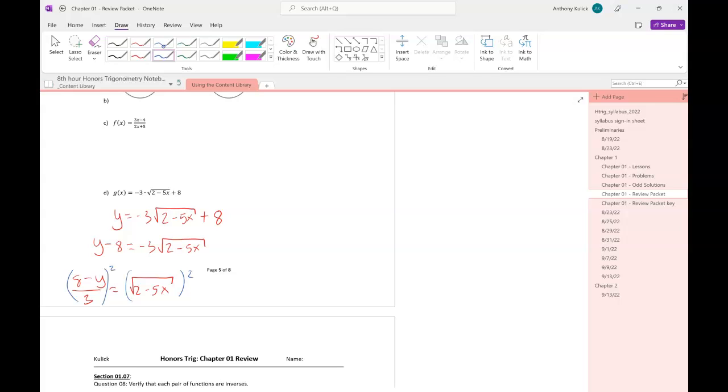We'll square both sides. And then I will subtract 2 from both sides and divide by -5.